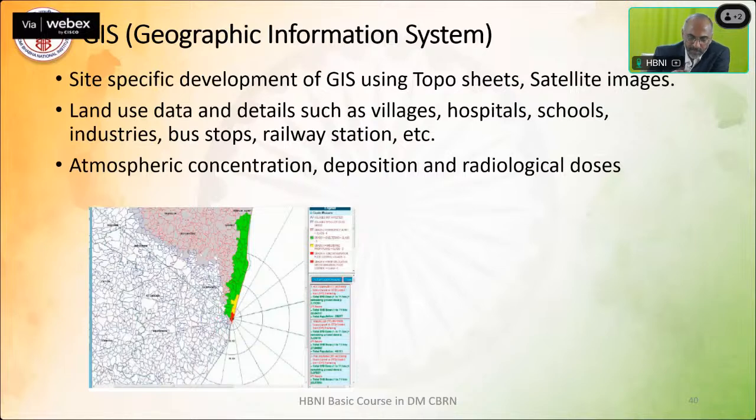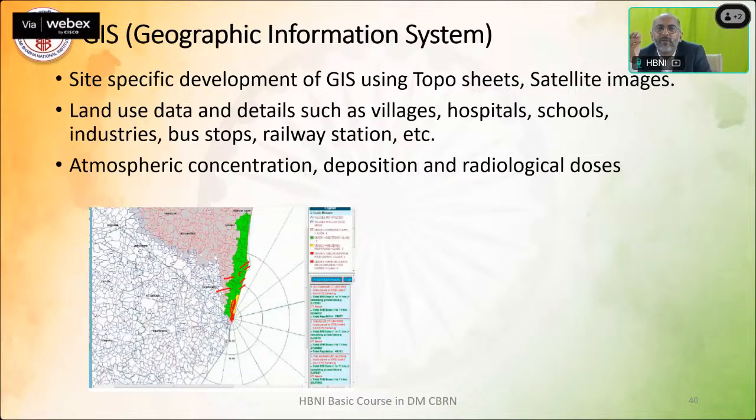So this is one of the systems where the GIS information is made available, and each village will have its population, what shelter facilities are available, what the close-by road networks are, and all of the details would be necessary for me to make decisions. Such a system, a site-specific GIS using topo sheets and satellite images, is necessary. Land use data and details such as villages, hospitals, schools, industries, bus stops, railway stations, everything can be made available through this GIS system.